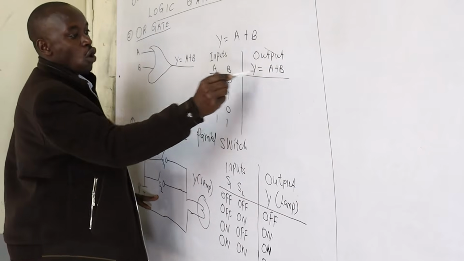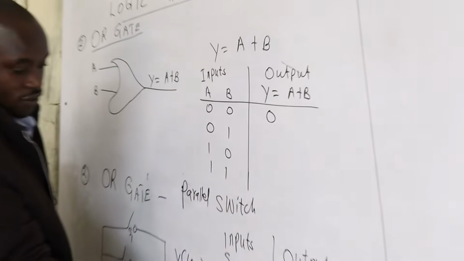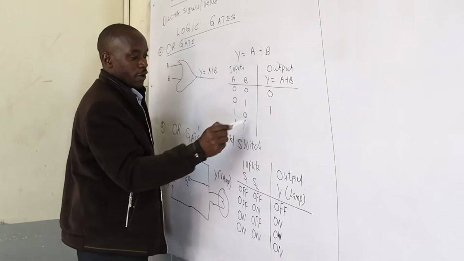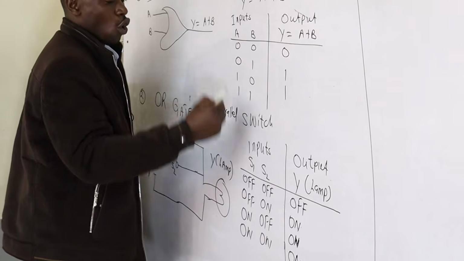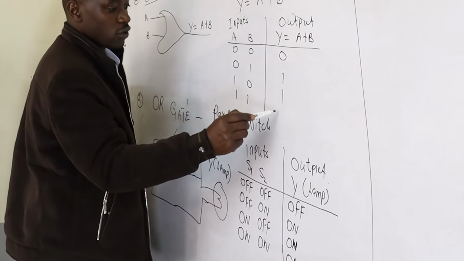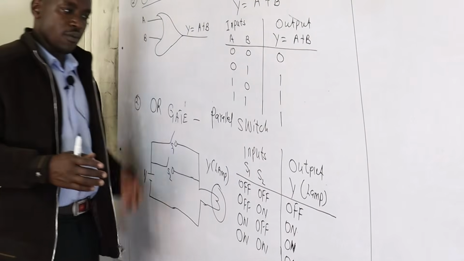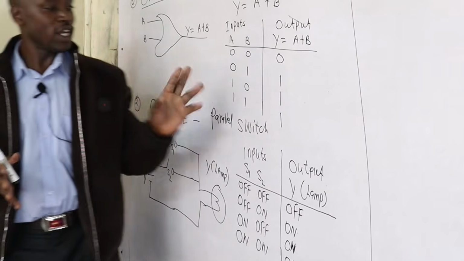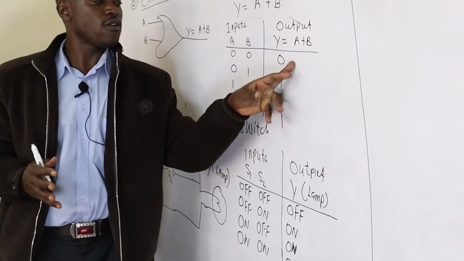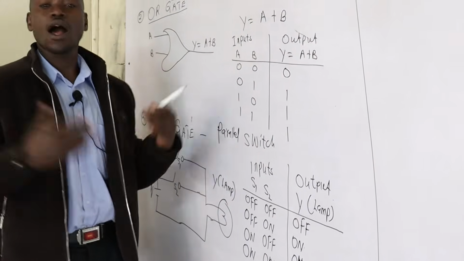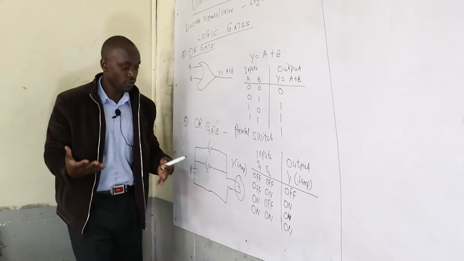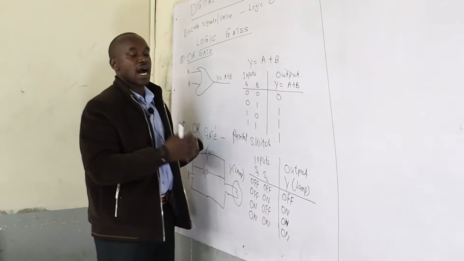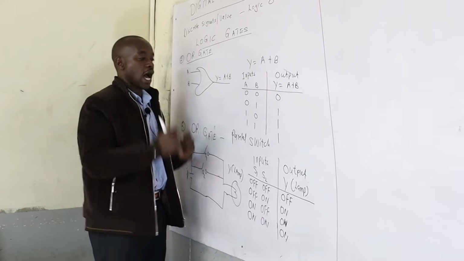So 0 or 0 will be 0, as we have seen down there. 0 or 1 will be 1. 1 plus 1 will be 1. 1 or 1, plus 1, is two switches on, 1. So from the truth table, you can see clearly that an OR gate is only off when all inputs are absent or are off. So it is always on except when all the inputs are at logic 0 or are off.